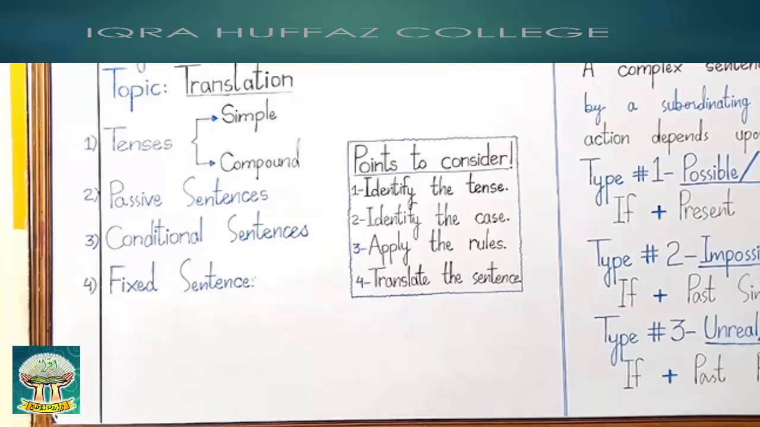You have to remember 4 points written before you on the board. Number 1, you always have to identify the tense, you have to identify the case, you have to apply the rules of that particular tense, and then you have to translate the sentence. Now let's look at conditional sentences.